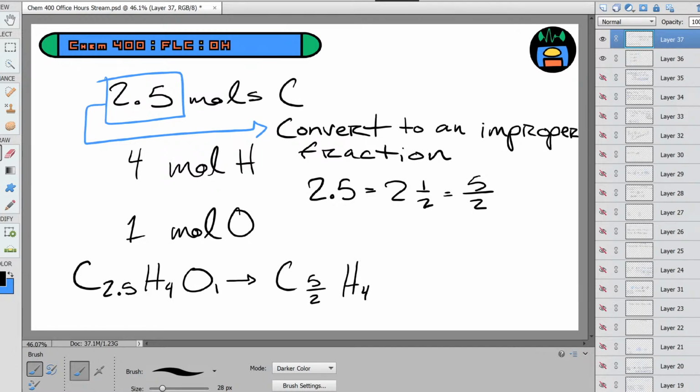H 4 O 1. And then what you do is get rid of your fraction by multiplying each one of these by 2, by that denominator. So this 2 cancels this 2, and now you've got your correct ratio.